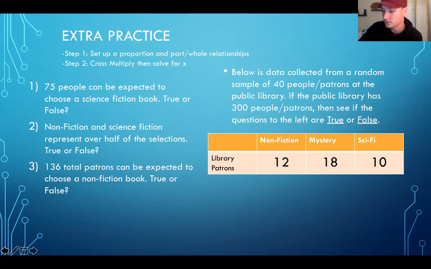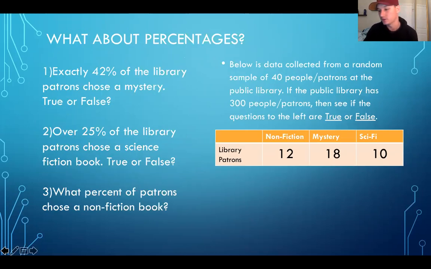And those are some basic general questions that will get more intricate as we go along throughout the unit for sure. Okay, and this is what I was talking about earlier when you solve for percentages. It's the same data on the right. And we're just going to go through these using percentages that we learned early 6th grade as well. So exactly 42% of the library patrons choose mystery, true or false?